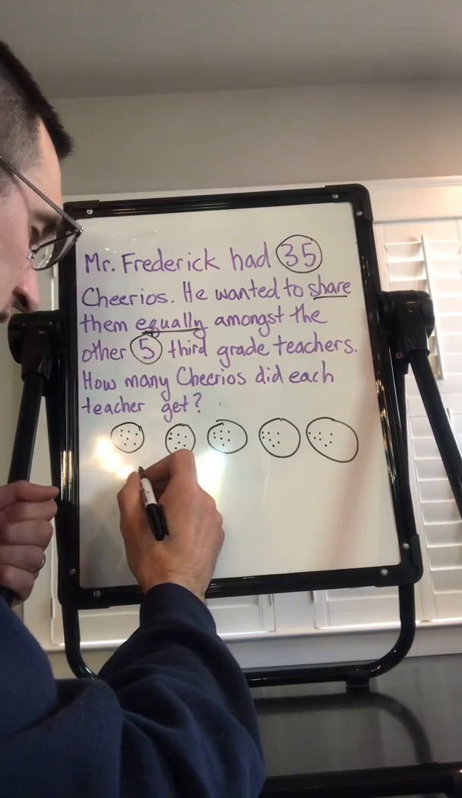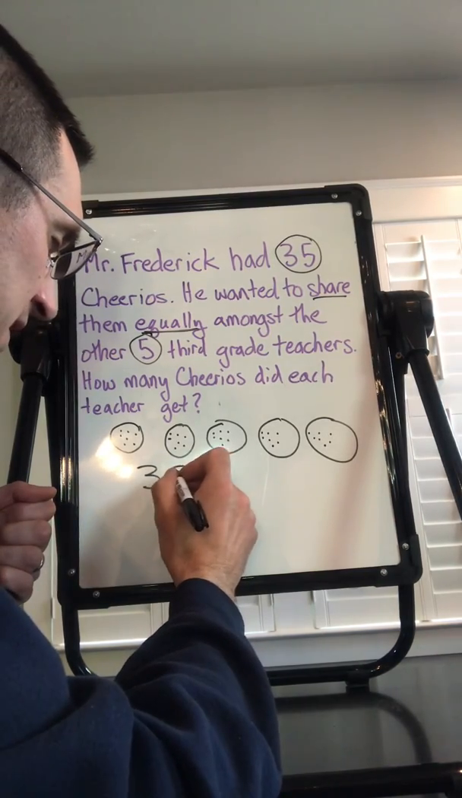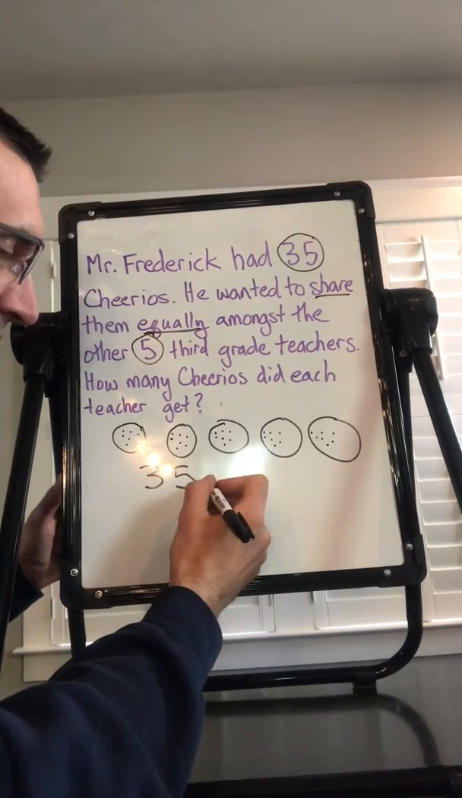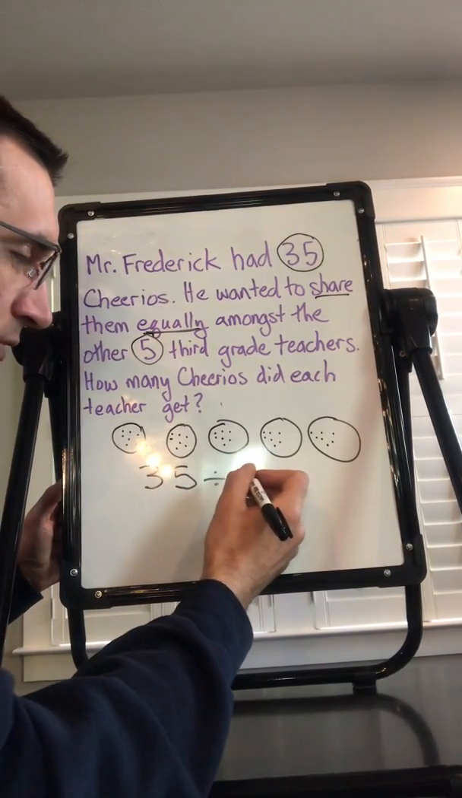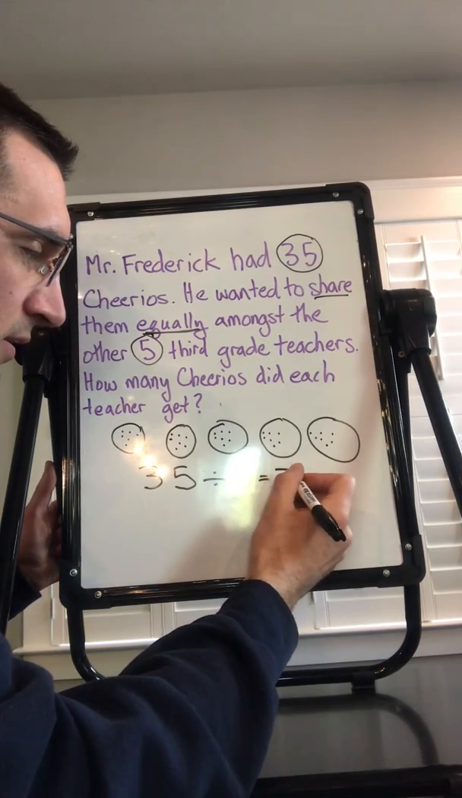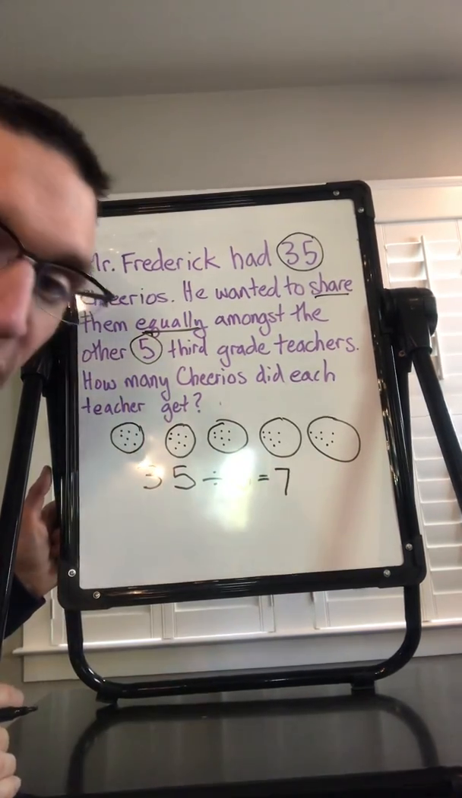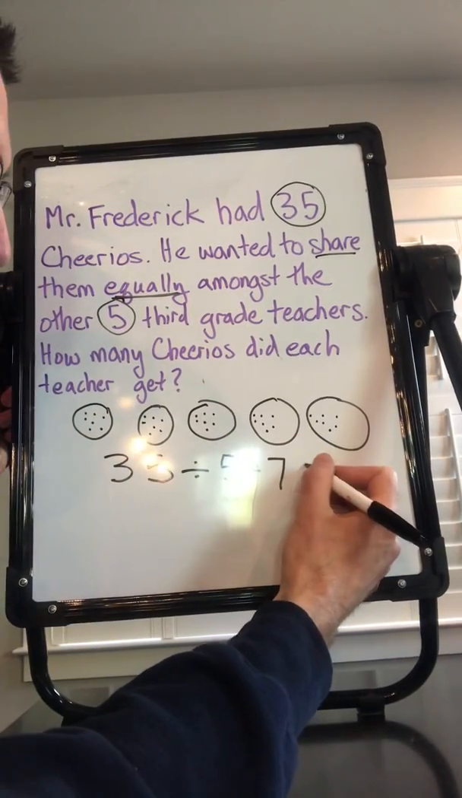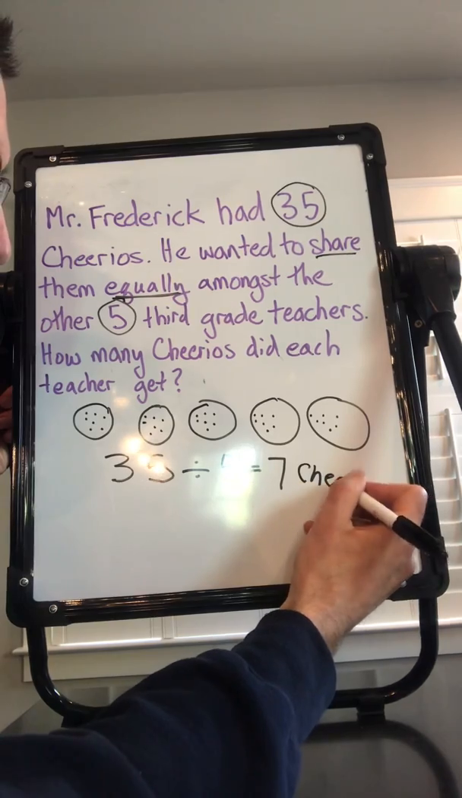To show that as an equation, I would write 35, and I divided that 35 into 5 equal groups. And in each of those 5, in this case that was teachers, each one got 7 Cheerios.